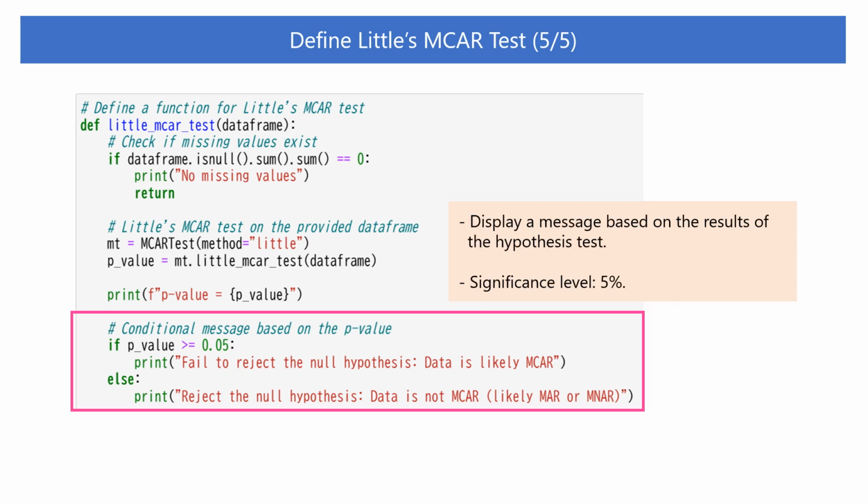Next, let's create this block to display a message based on the results of the hypothesis test. Let's set the significance level to 5%. So, let's set up this block so that if the p-value is 0.05 or more, the function displays a message, failed to reject the null hypothesis. Data is likely MCAR. And if the p-value is less than 0.05, the function displays a message, reject the null hypothesis. Data is not MCAR.